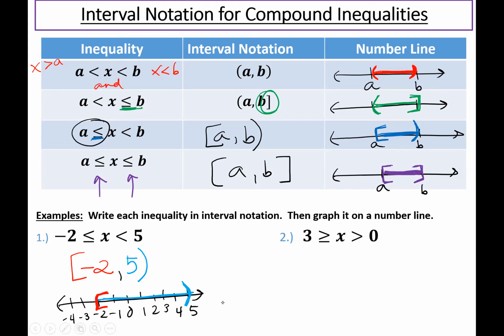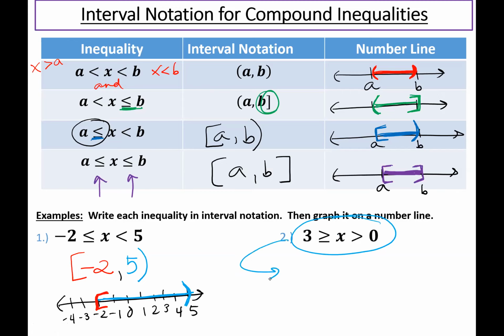There we go. All right, next one, number 2. 3 is greater than or equal to X, and X is greater than 0. Notice the inequalities here are opening towards the left, and compare that to the chart we just filled out. This is different, okay? Something is off here. So also notice our endpoints. 3 is on the left, but then 0 is on the right. That's not going to work on a number line, okay? 3 doesn't come before 0. So we need to rearrange this.